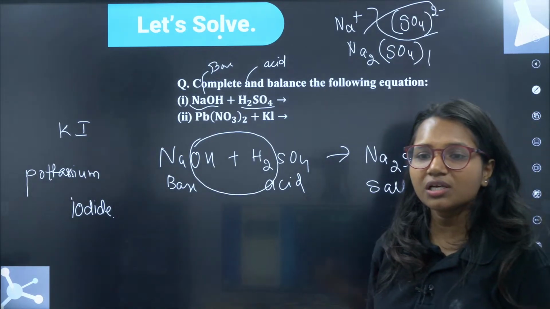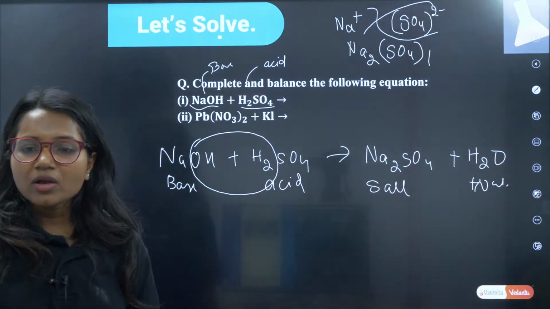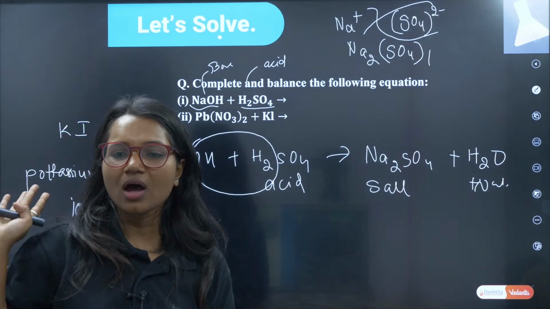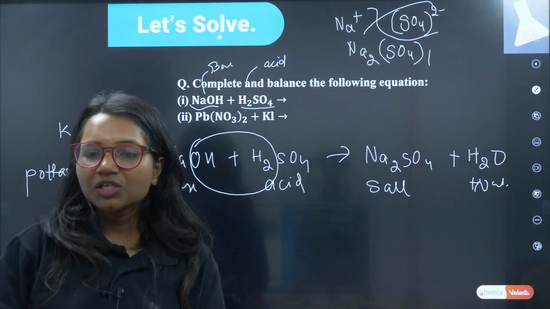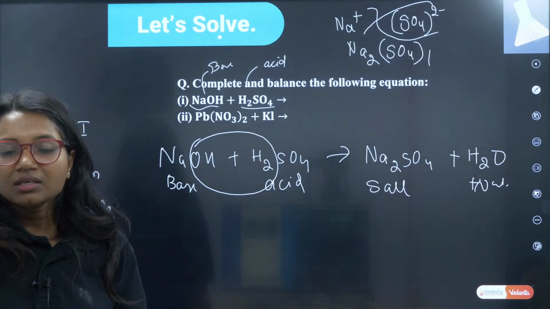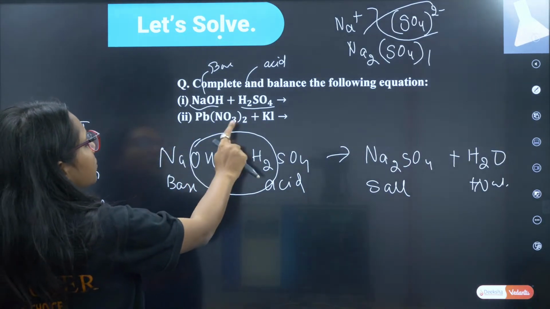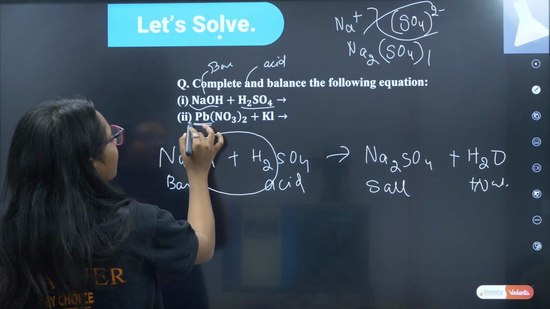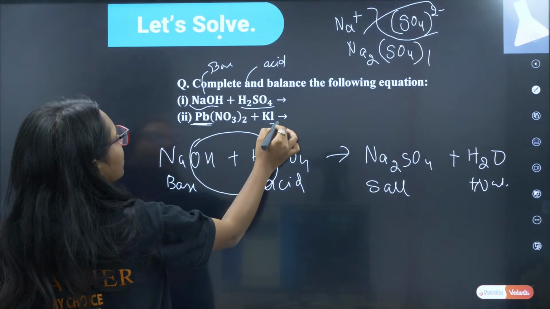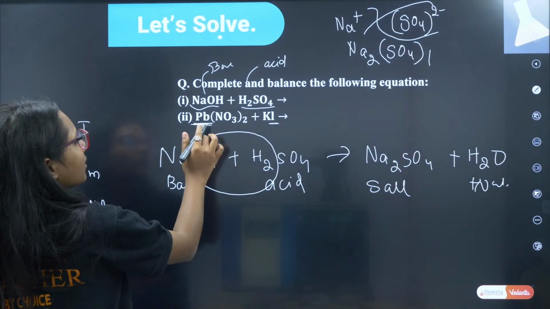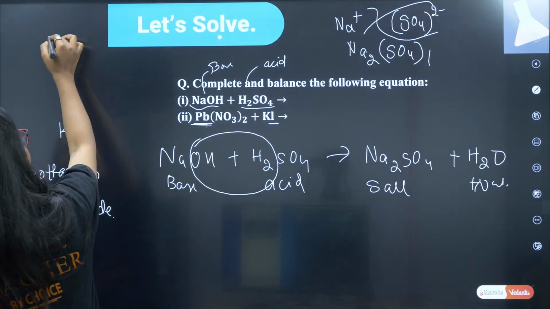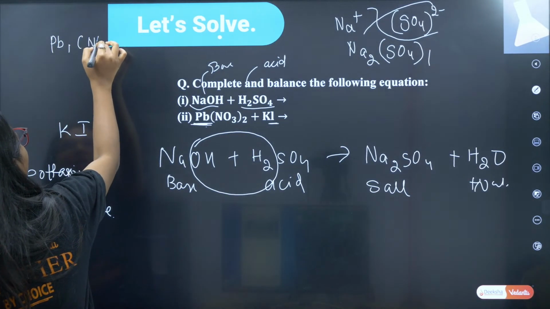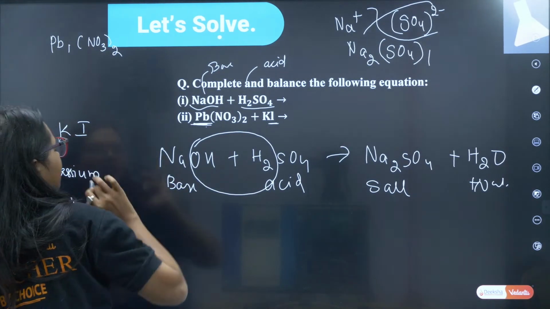Now the second reaction, as all of you have told me, Netra, Sumukt, Vaishnavi, Sonu, Infinite, Gautami, Harsha, yes, it is a double displacement reaction. How? Lead will combine with I. Can you tell me, my dear students, what is the charge over lead here? Lead 1 and NO3 twice.